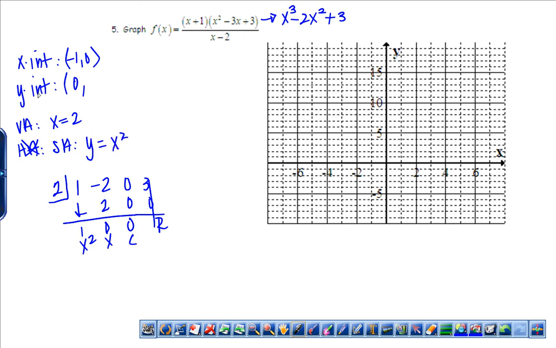Find our y-intercept. So let's plug in a y. This one's going to be easier. If I plug in a 0 for my x values, that gives me 3 over -2. So that's -3/2. And let's see what this graph looks like. So I have x equals 2 for my vertical asymptote. I have a -1, 0, a 0, -3/2 there. And I have a slant asymptote of y equals x squared.